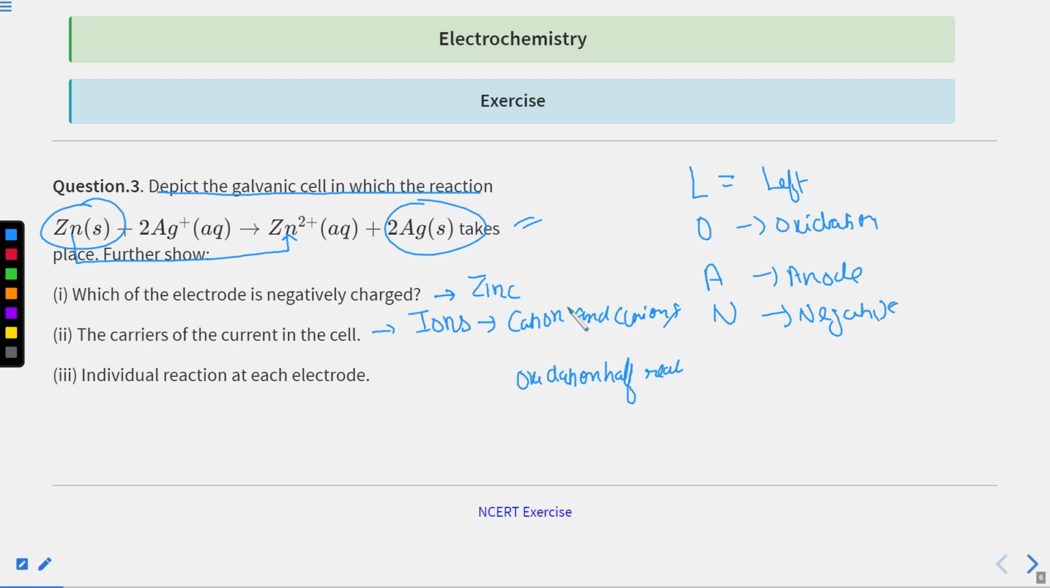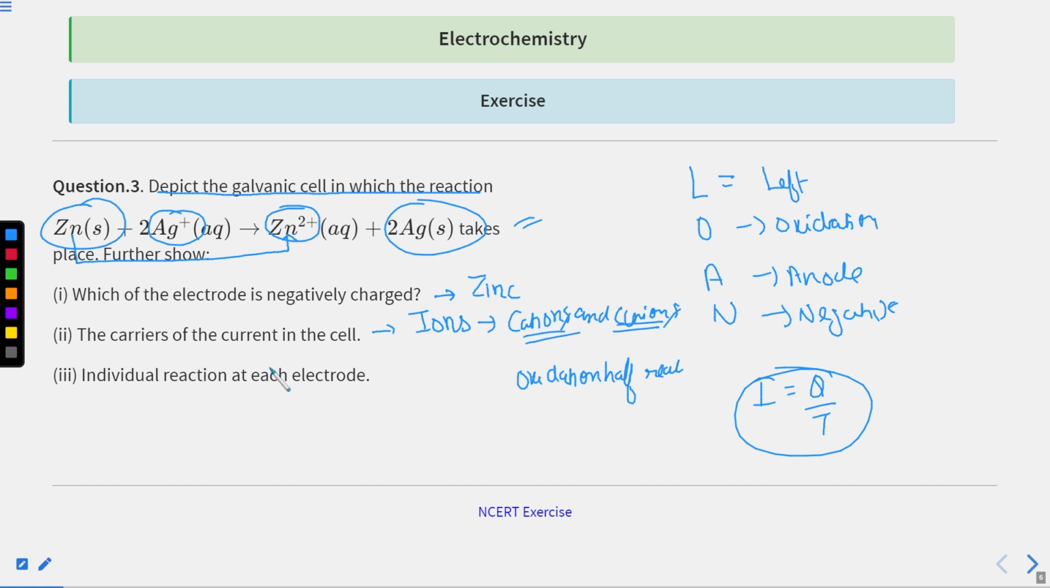Why am I saying cations and anions? You must ask this question: why? When do we say something is a carrier of current? The answer comes from that. A simple definition of current is the flow of charge per unit time. So charge should flow, and then only current will be observed. What are these cations? They're charged particles, they have a charge on them. Like Ag has a charge of +1, and Zn has a charge of 2+. So they are the charge carriers.